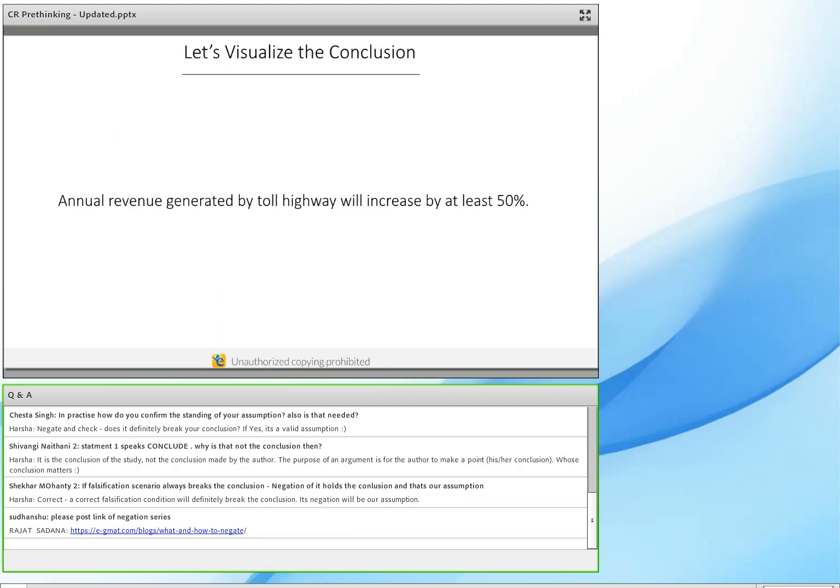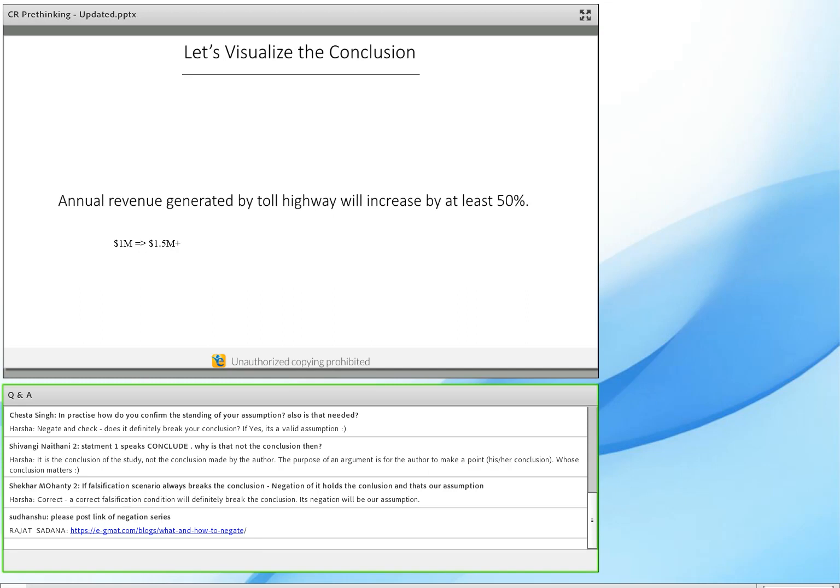Okay. So, what's the conclusion? Annual revenue generated by toll highway will go up by at least 50%. So, let's put some numbers over here. It always helps me to do that. So if last year the revenue was $1 million, then this year that would go to $1.5 million plus. So it'll go up by at least 50%. If last year it was 10 million, it'll go to at least 15 million plus.